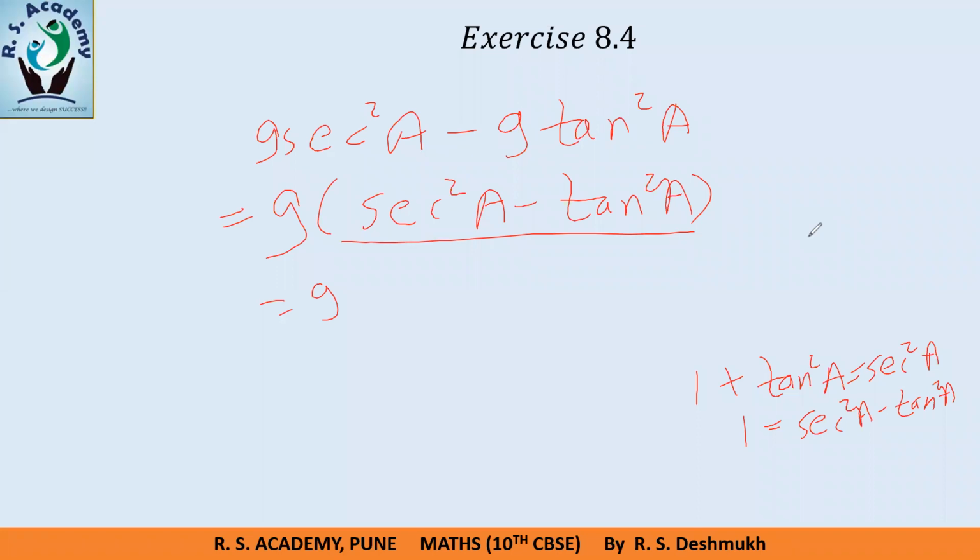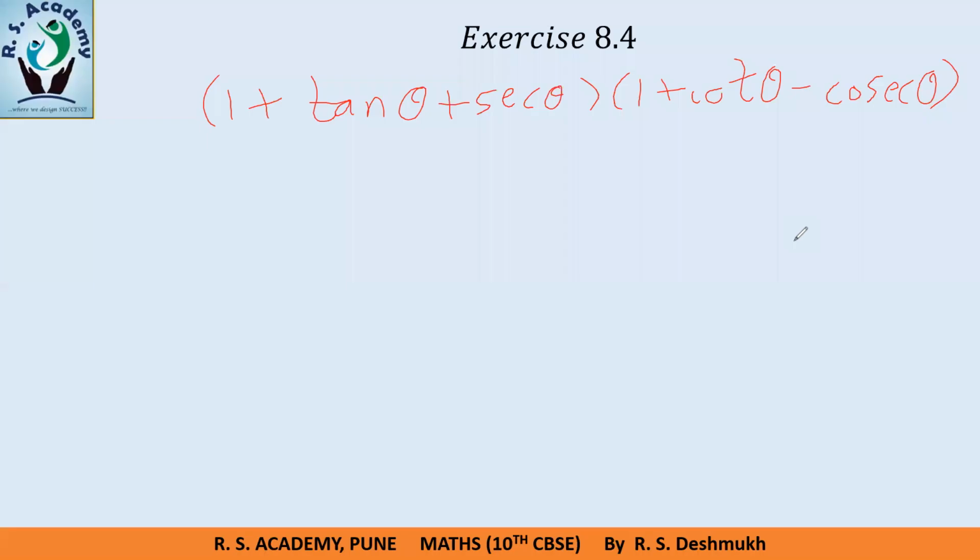9 sec square a minus 9 tan square a. Take out 9 common, so it becomes sec square a minus tan square a. But we know that 1 plus tan square a is equal to sec square a, and hence sec square a minus tan square a is equal to 1. So putting this value in the equation, we get 9 in the bracket 1, that is answer 9.